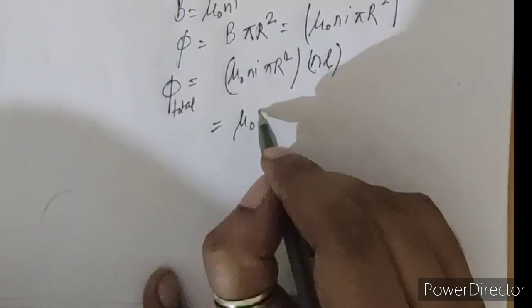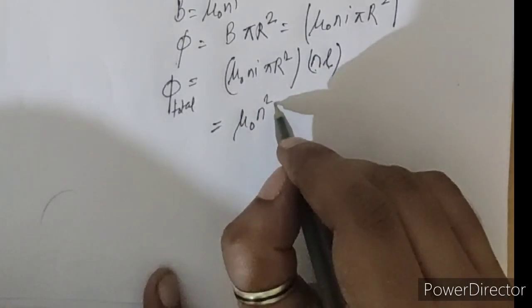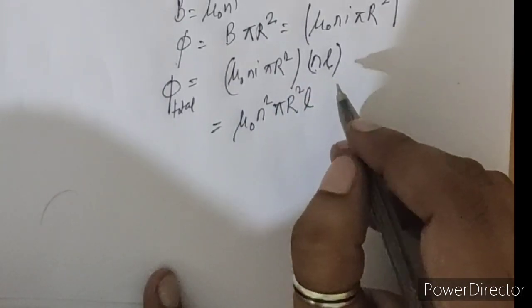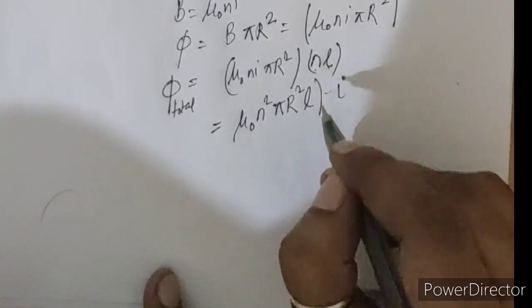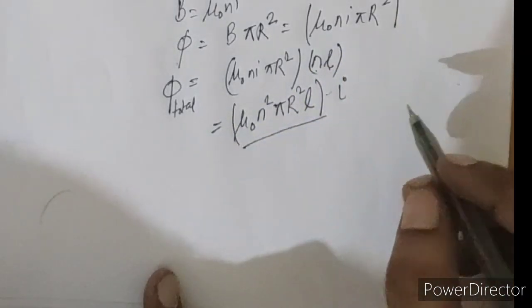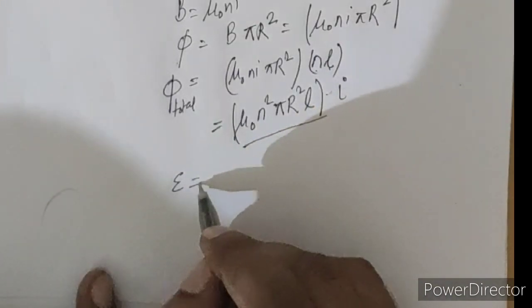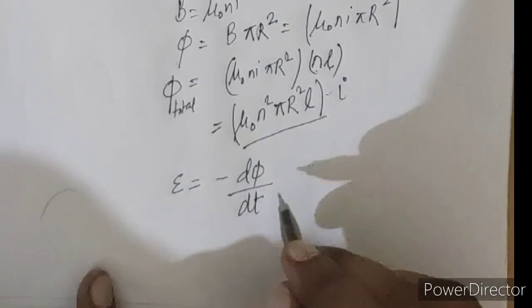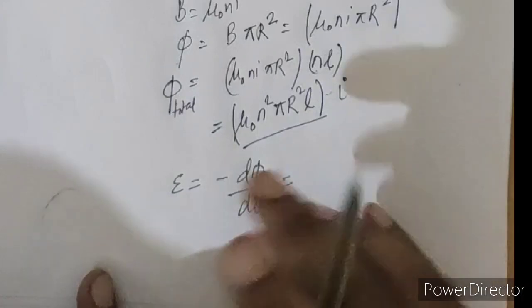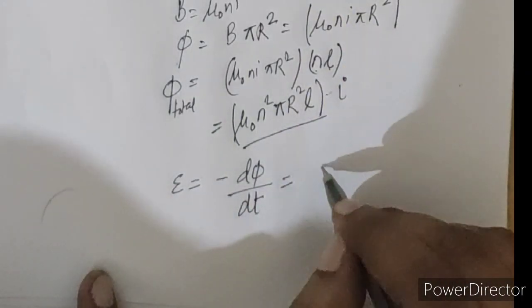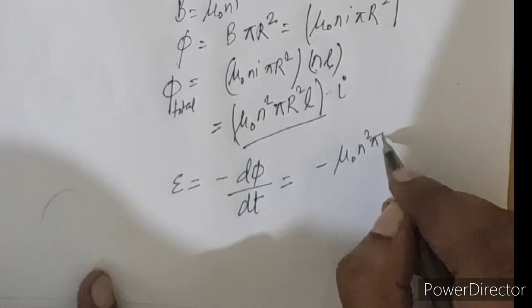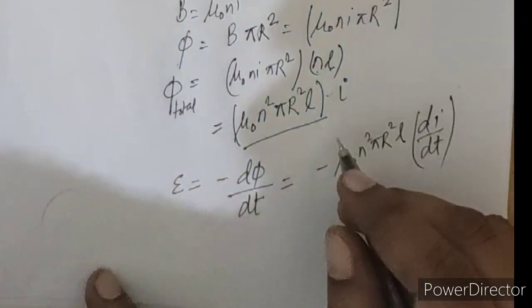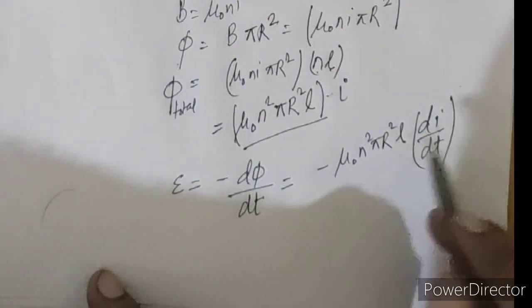So this will be equal to mu naught n square pi r square L times I. These all things are constant. Now if we calculate the EMF, which will be equal to minus d phi by dt in this solenoid, basically this is a long solenoid, so this will be equal to minus mu naught n square pi r square L dI by dt.